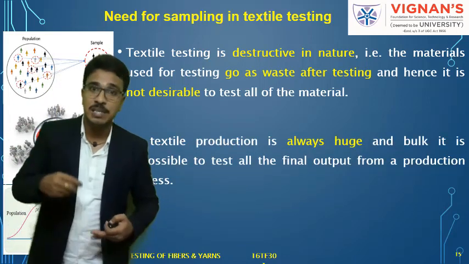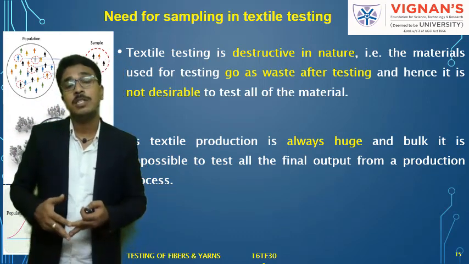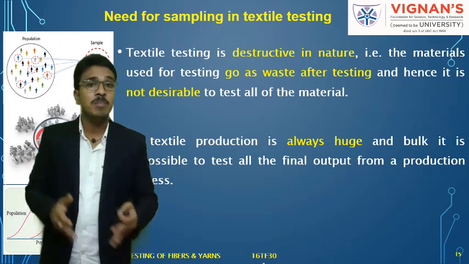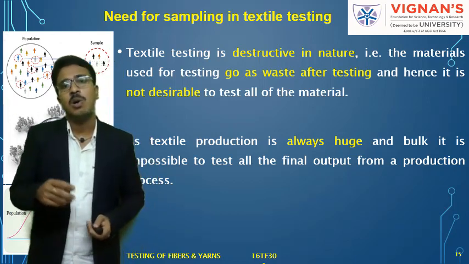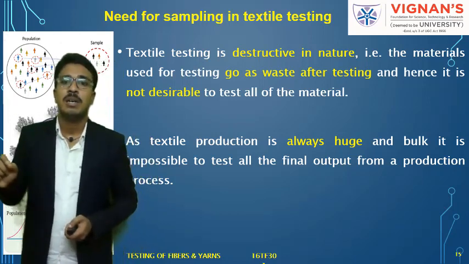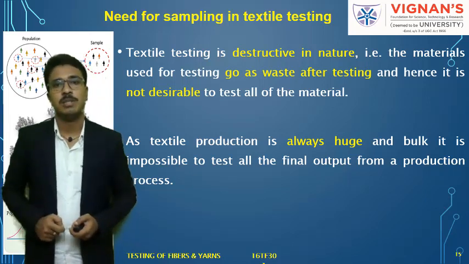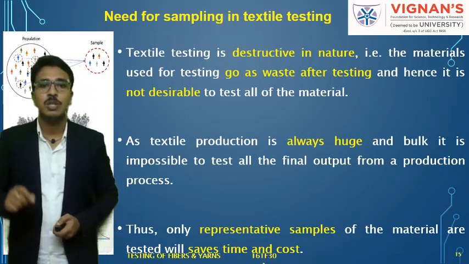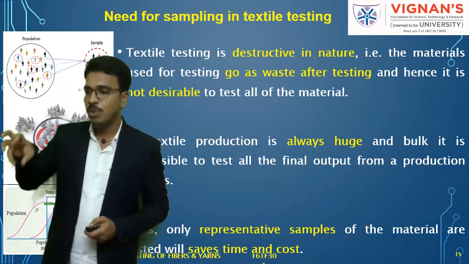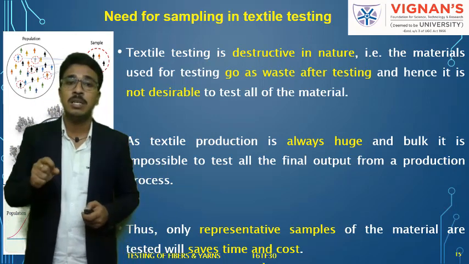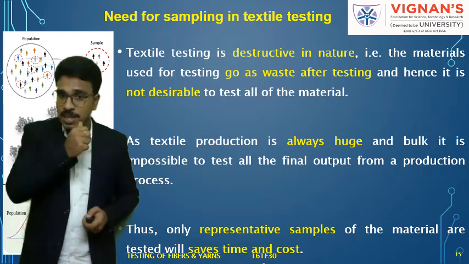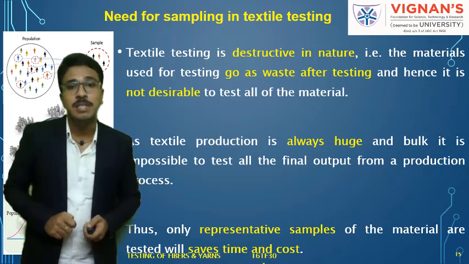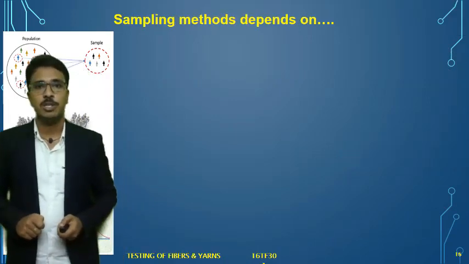And if you look at textile production, which is always huge and bulk, it is impossible to test all the final output from a production process. That's why we are doing this sampling process. So that's the only true representative. Here you have to understand that testing a representative sample of the material will save time and cost.